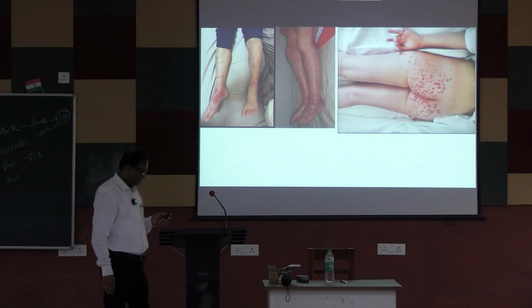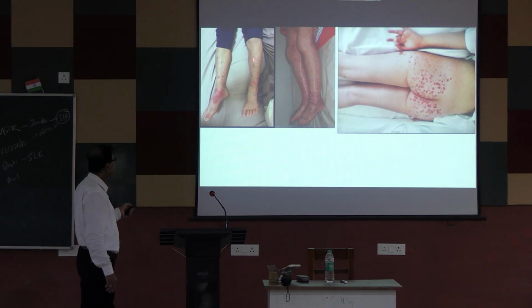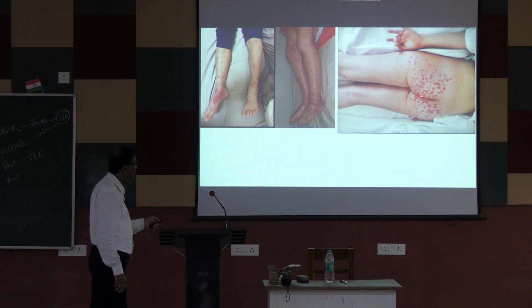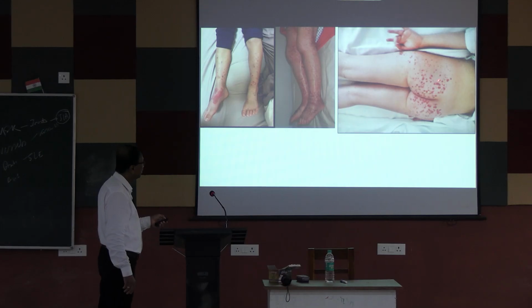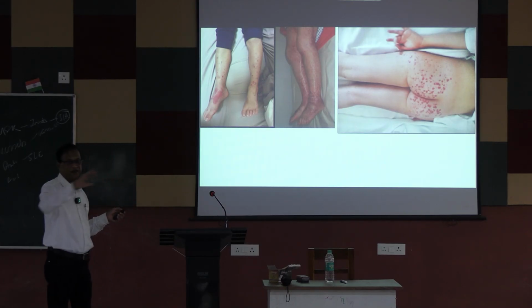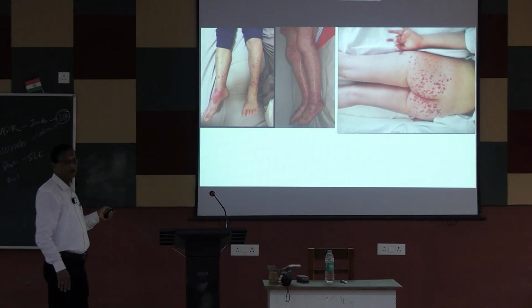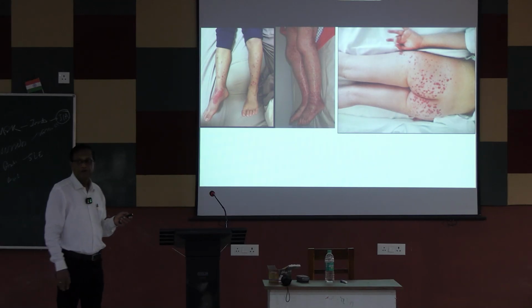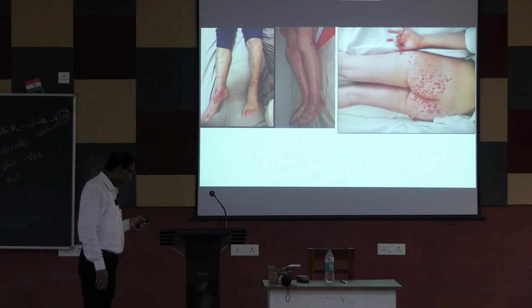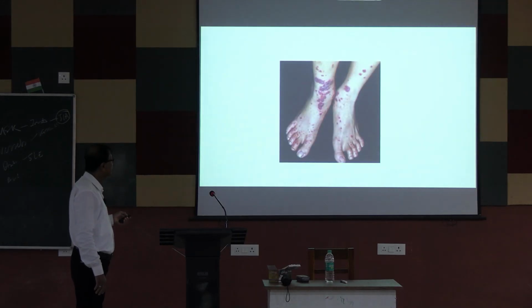These are the palpable purpura in the lower limb, classically seen in the lower limbs and buttocks. From the photograph you can see that they are raised, and sometimes all the purpuras may coalesce together and look like a wide ecchymotic lesion. So that is also a manifestation of HSP.